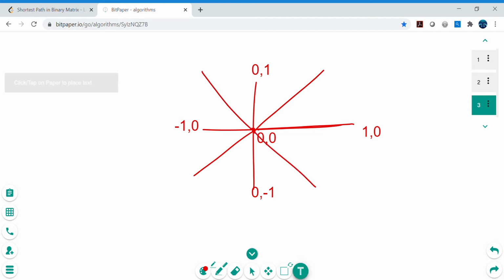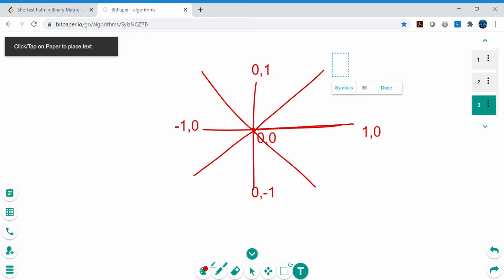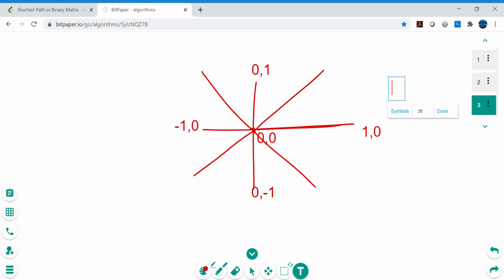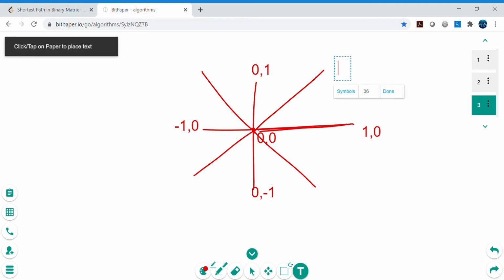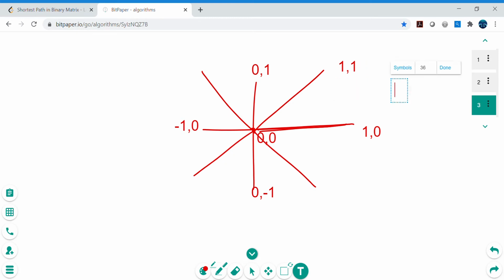So what will be this direction, right? If we see from here, this x-axis we are covering, so this will be 1, right? And the y-axis we are covering here, so this will be 1 comma 1. Okay, so what will be this one then? This will be 1 comma 1 here, and for the opposite direction, diagonally opposite, what will it be?